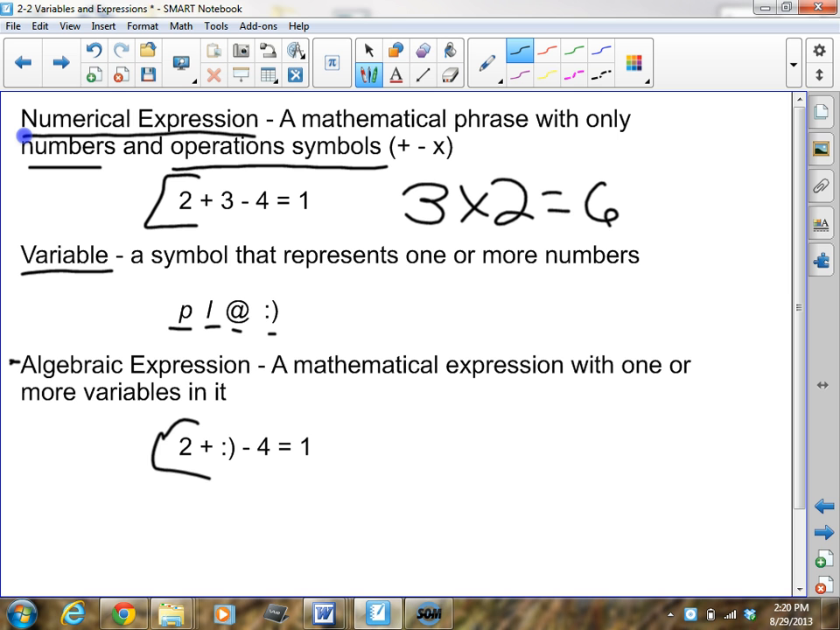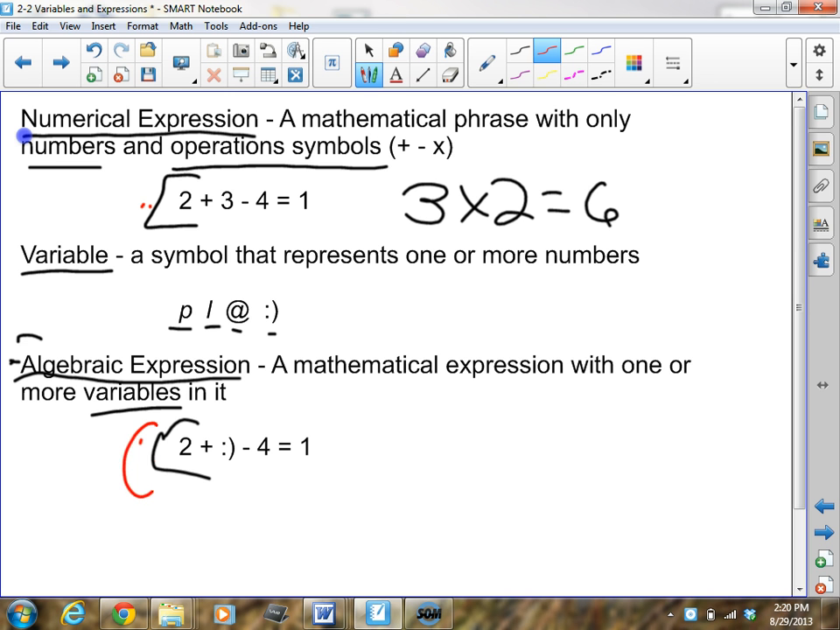Finally, an algebraic expression. Big word, kind of scary. You've probably heard it before. But an algebraic expression is simply a mathematical expression with one or more variables. I told you that word was important. One or more variables. So right here, I made up an algebraic expression. You'll notice it's actually very similar to this one.